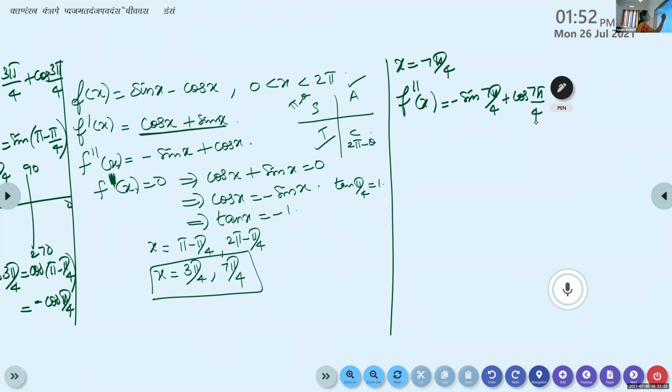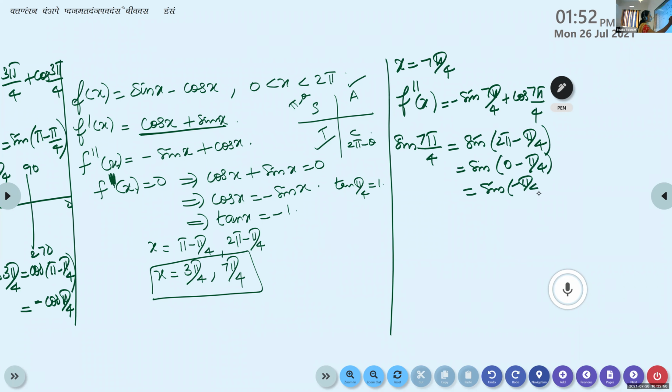Now we want to find what is sine 7 pi by 4. How will you find sine 7 pi by 4? Nandana? Sine of 2 pi minus pi by 4. Yes, 2 pi minus pi by 4. 2 pi will always coincide with 0, isn't it? So it will be the same as sine of 0 minus pi by 4, so it is sine of minus pi by 4. What is sine of minus theta? It is minus sine theta. So it is minus 1 by root 2.